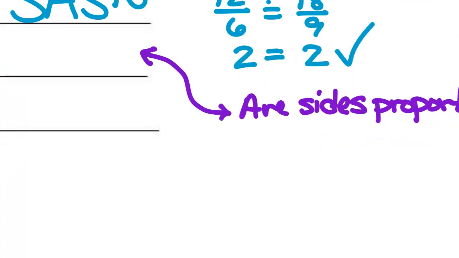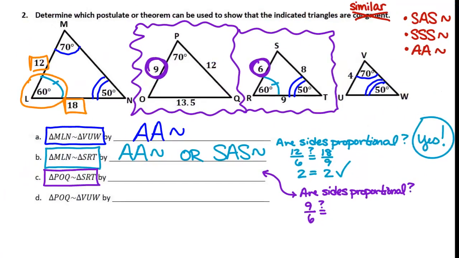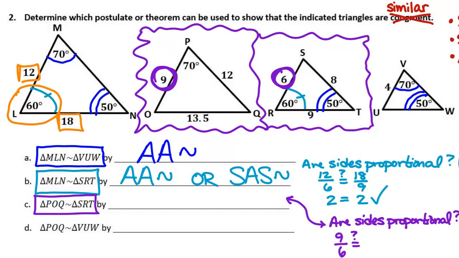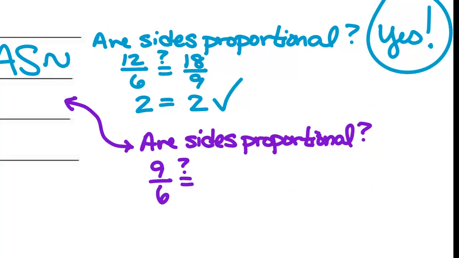I can do 9 over 6 or 6 over 9. I think I'm going to write down 9 over 6 just because that's the way I circled them. Now we have to do the same thing with the biggest. What's the biggest side on POQ? 13.5. And the biggest side on SRT? 9. So 13.5 over 9.